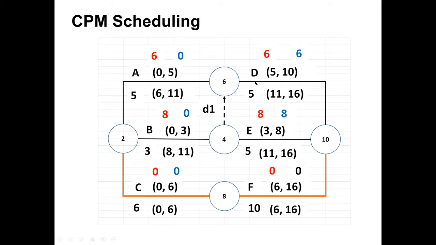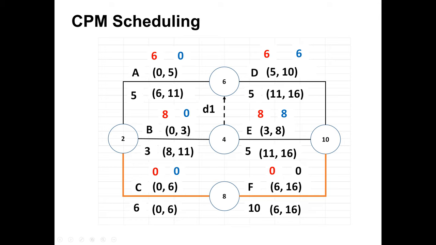Coming to activity D. There is a dummy, and both A and B should finish, then D will start. Activity A is going to finish on day 5, and activity B on day 3, so D will start when both finish. So the starting time for D will be 5. The duration for D is 5 days, so 5 plus 5, the early finish time for D will be 10 days.